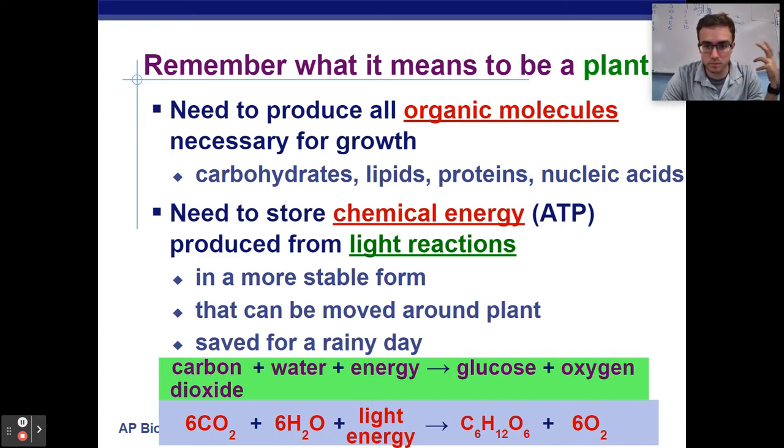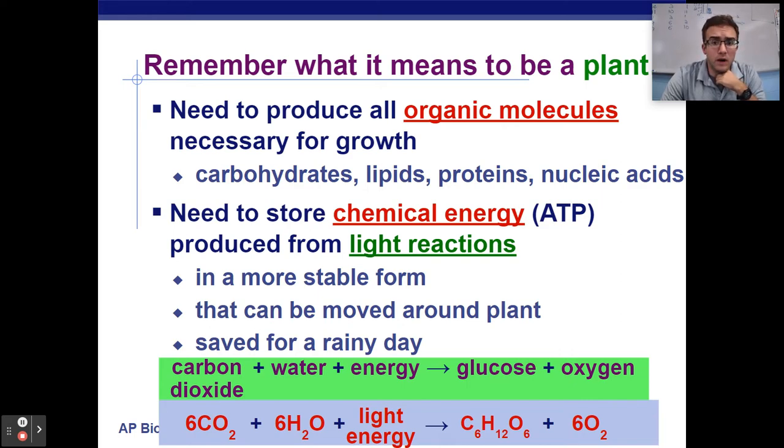They need carbs, lipids, proteins, nucleic acids, but they can't move around, right? They can't move around to consume these things. So that's why they do photosynthesis, to turn the light into a usable form of energy. Now, if you remember from the light reaction, we get ATP from it.